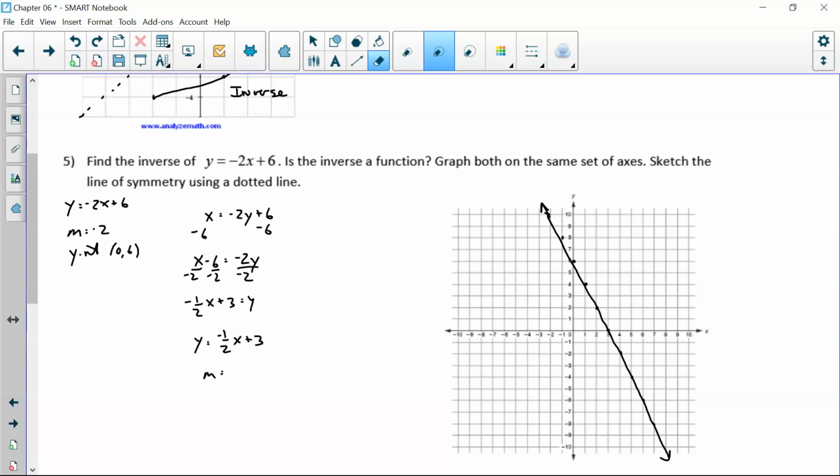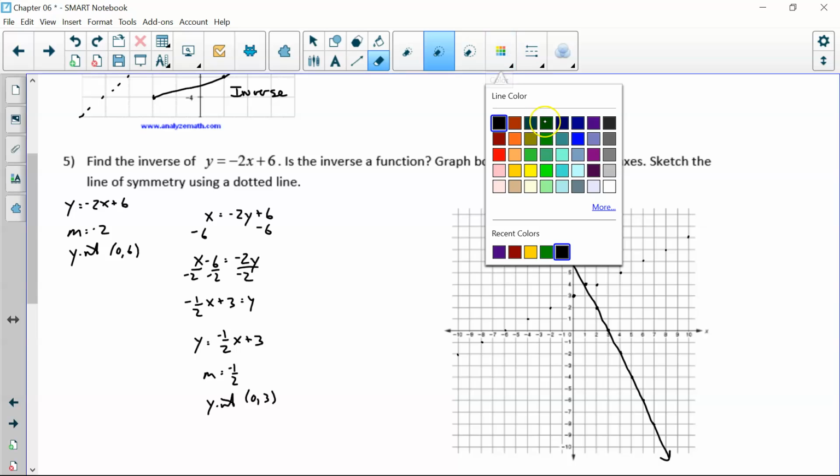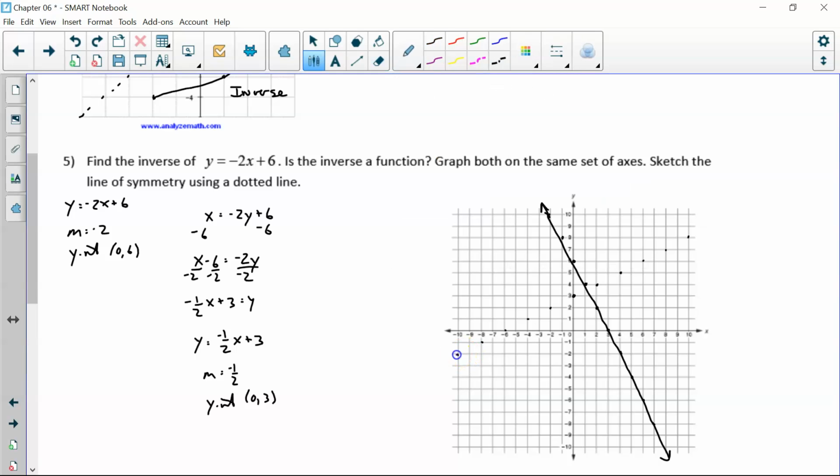So the slope is -1/2, and the y-intercept is at 0, 3. 0, 3, up 1 over 2, up 1 over 2. I'm going to use a different color for this one, purple. And here is the graph of the inverse.